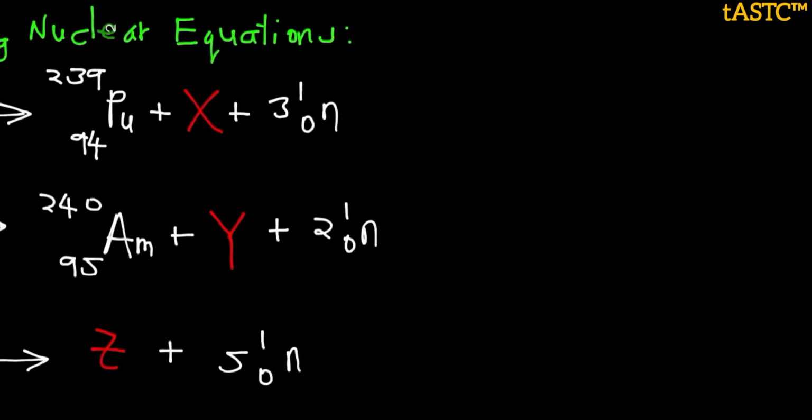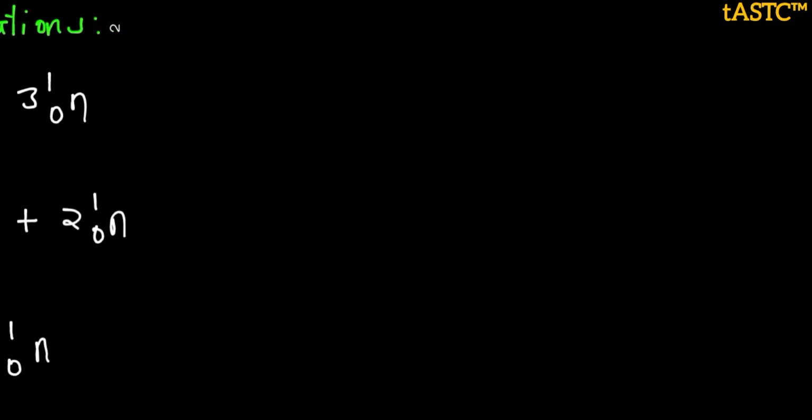So the first thing you need to know is about the reactive particles that are there, at least the ones that are most useful to balance nuclear reactions with. Now the first one is the alpha particle. So the alpha particle is written this way.